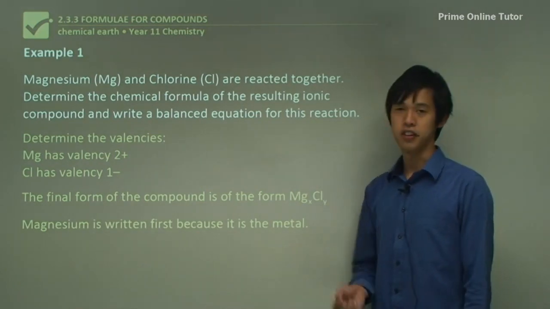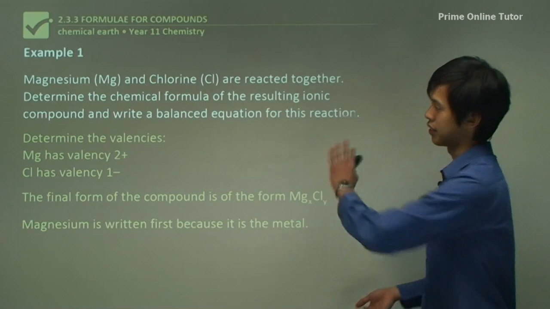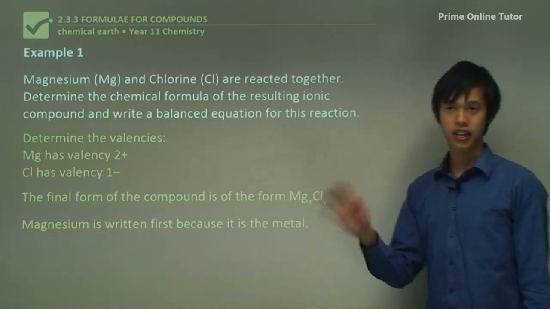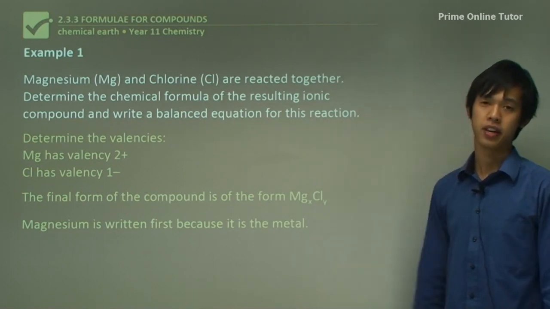And magnesium is written first simply because it's the metal. So the one that comes first is the one on the left-hand side, and the one that comes second is furthest to the right-hand side of the periodic table. Okay.